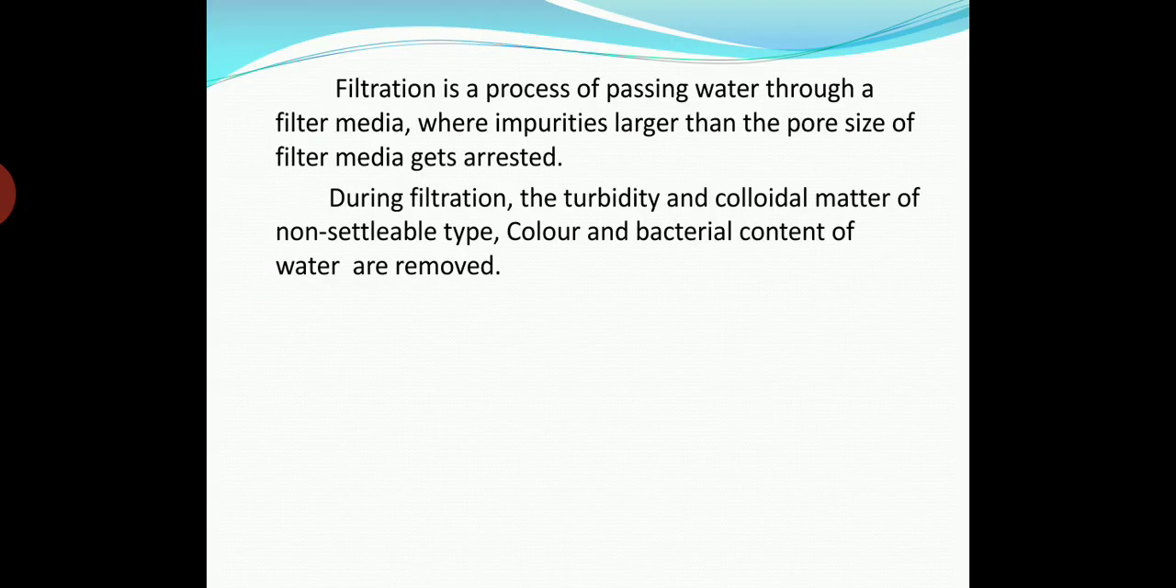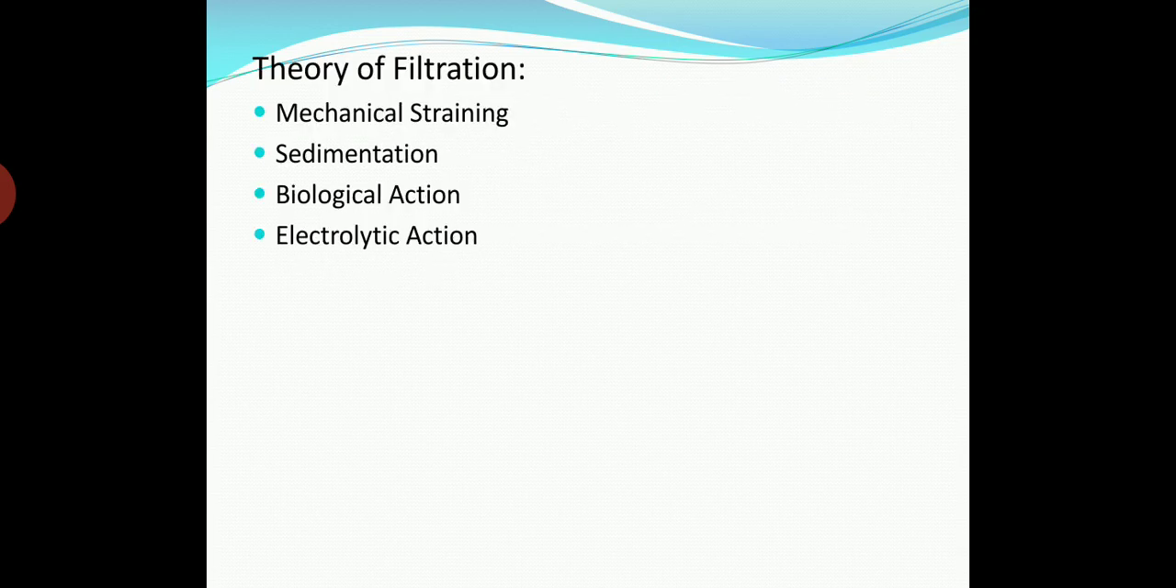So the outline of today's topic goes like this: definition of filtration, theory of filtration, mechanism of filtration, classification of filtration, and filter troubles. Filtration is a process of passing turbid water through a filter media where impurities larger than the pore size of the filter media get arrested. During this process, turbidity, colloidal matter, color, and bacterial content can be considerably removed.